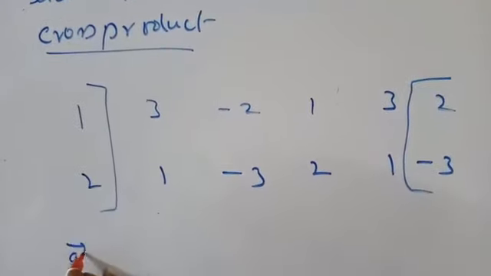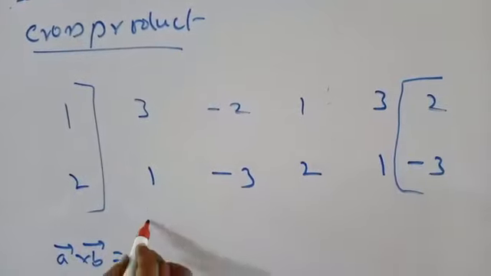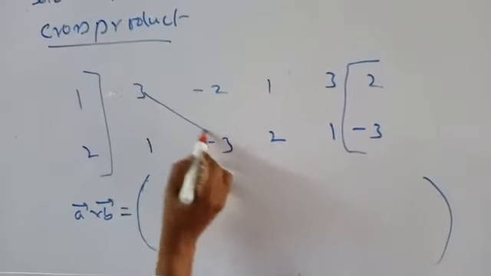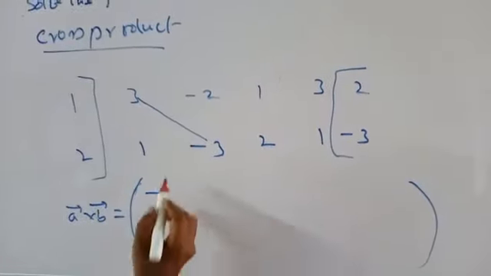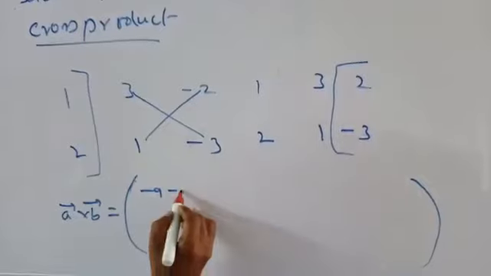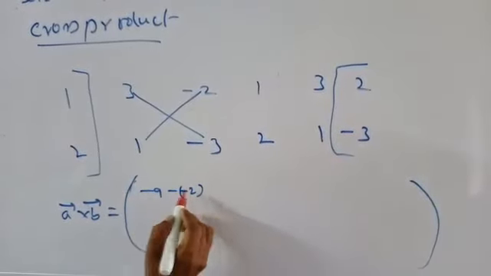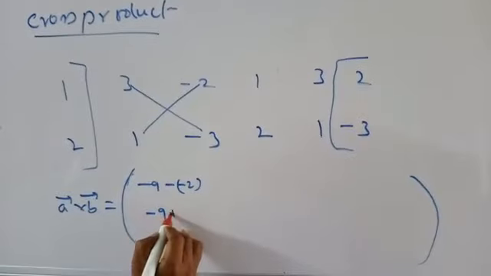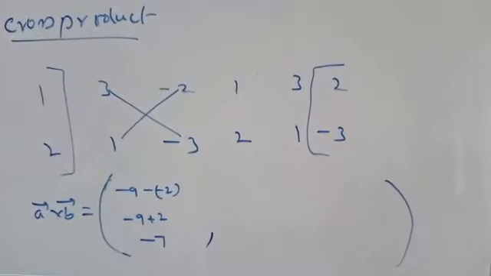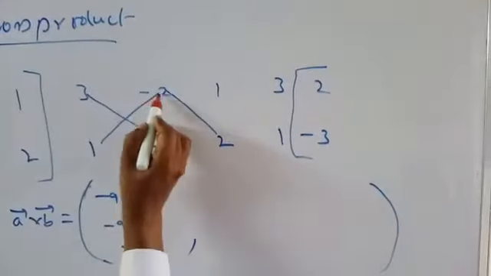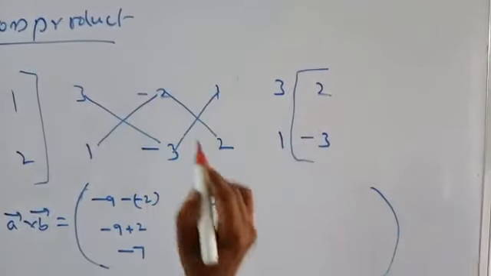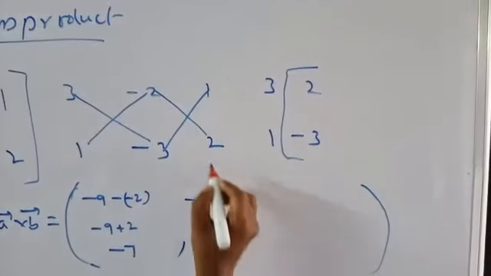Right, a bar cross b bar is equal to: write down the first bracket, 3 into 3 minus 9, minus 2 into 1 minus 2. Minus into minus is plus, so minus 9 plus 2, that is equal to minus 7. Next, this is minus 2 into 2, minus 4, minus of minus.